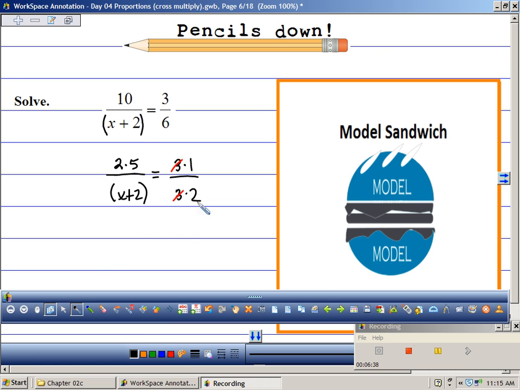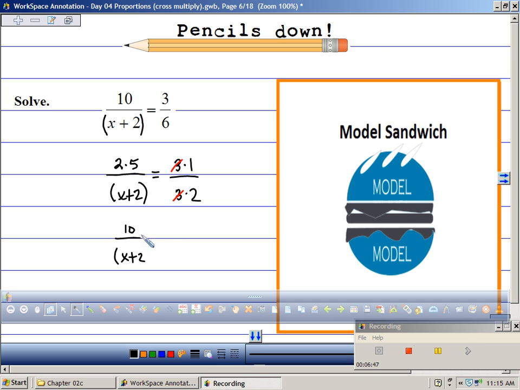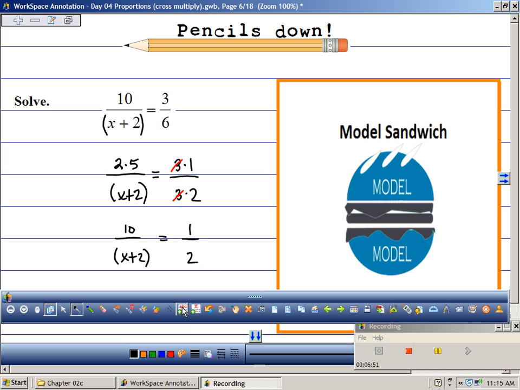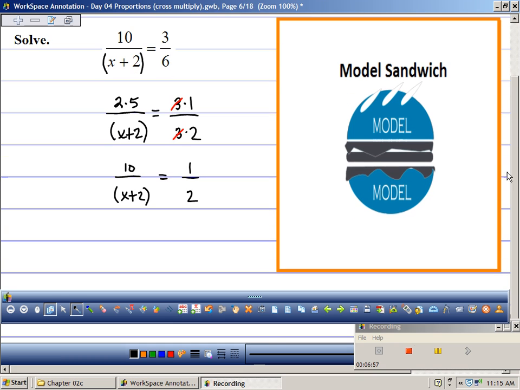But there are several approaches now. Let's just rewrite it. So I've got 10 over x plus 2. Let me rewrite my 10. 10 over x plus 2 equals 1 over 2. What do you think? Several approaches at this point. I'm going to do 2 of them. You think you can't do anything else?